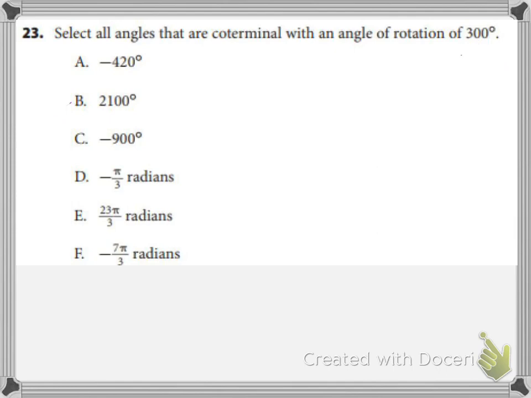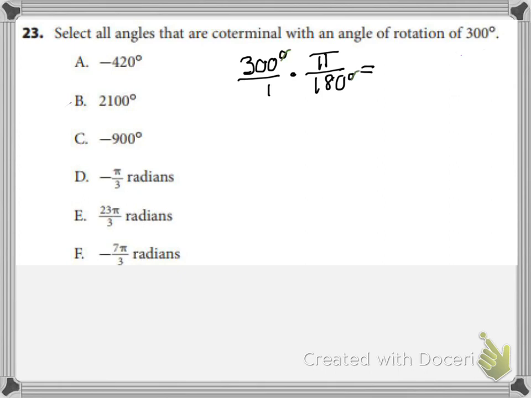I'm going to do half this problem for you. I'm going to do the radian half. That means I want to know if it matches an angle of rotation of 300 degrees. Well, first thing I need to know is, what's 300 degrees in radians? So I'm going to say 300 degrees, changing to radians. I want to get rid of the degrees. 180 degrees down there, put the pi up here.